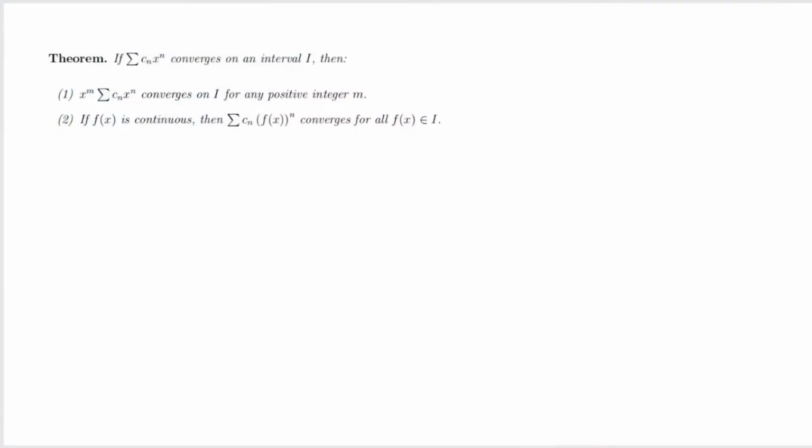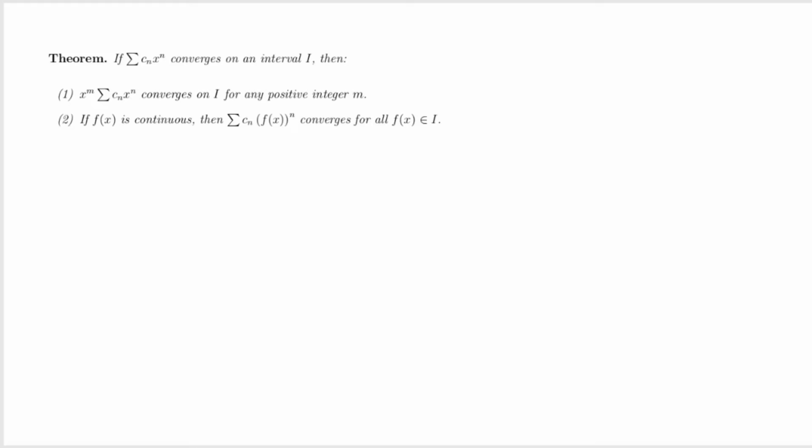And then there's this theorem. It says that suppose you have a power series that converges on some interval I, then you can multiply the power series by a positive integer power of x. And the reason you can do that is because for any particular value of x, x to the m is just a constant. Imagine the m is 7 and the value of x is 8. Well, 8 to the 7th is a constant. You can multiply a series by a constant, and that doesn't change whether or not it converges. So you can multiply a power series by a positive integer power of x.